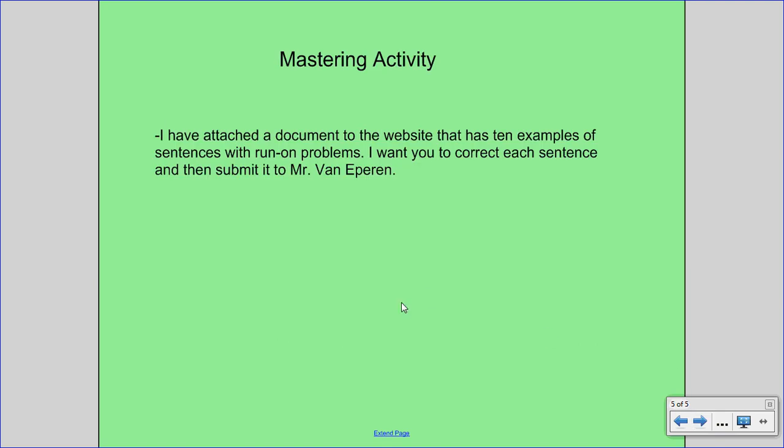All right, now on to our mastering activity. If you go to the website, there is a document that will have 10 examples of run-on sentences. For each of these run-on sentences, I want you to correct the run-on problems in a way that you deem to be both fit and fluent. And then once you have corrected those sentences, I want you to submit them to me. As always, if you're having some kind of trouble with this, please let me know and I will come and help you out.